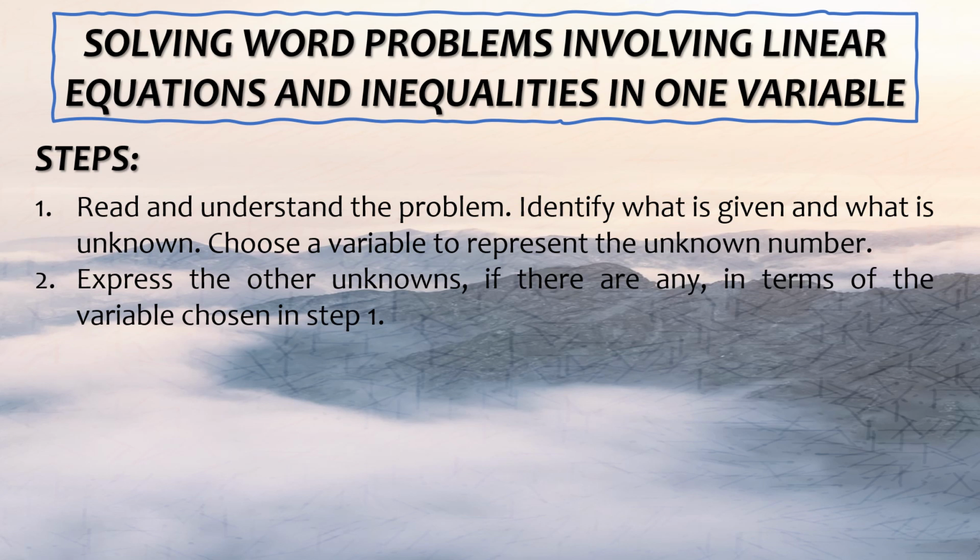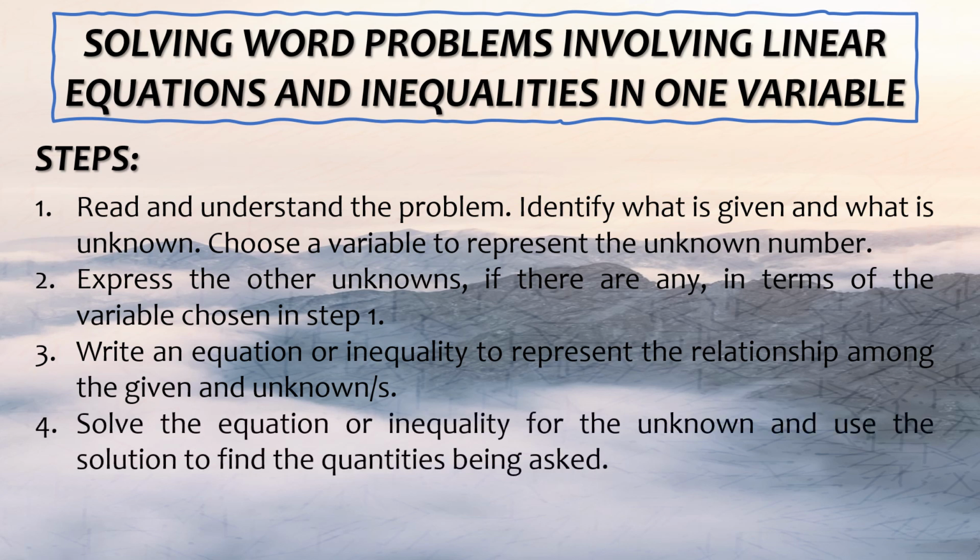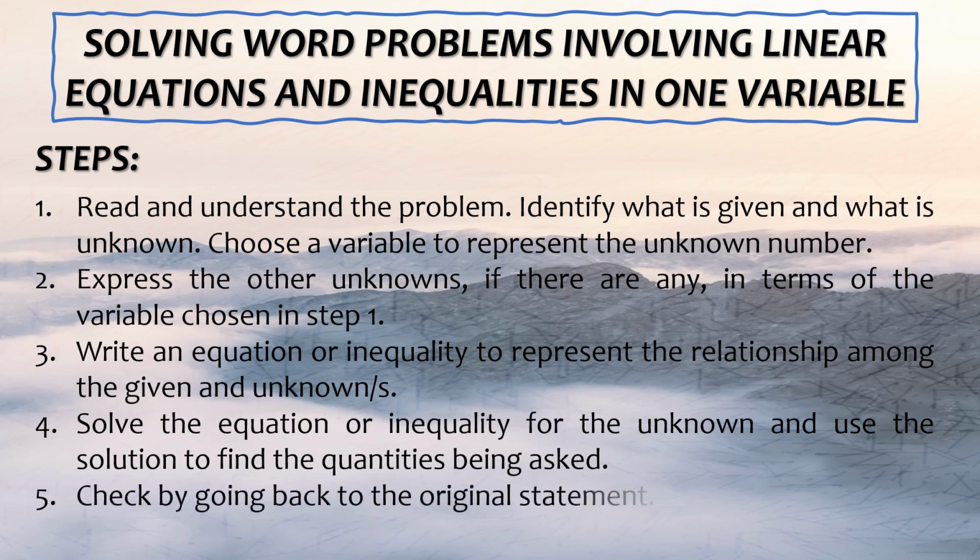Step 2, express the unknown numbers or the other unknowns if there are any in terms of the variable chosen in step 1. Third step, write an equation or inequality to represent the relationship among the given and unknowns. Step 4, solve the equation or inequality for the unknown and use the solution to find the quantities being asked. And the last is check by going back to the original statement na kung saan isa-substitute nyo yung nakuha nyong sagot doon sa equation para malaman natin kung equal ba or magiging true ba yung inequality.